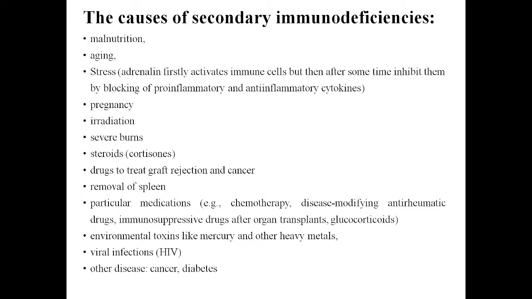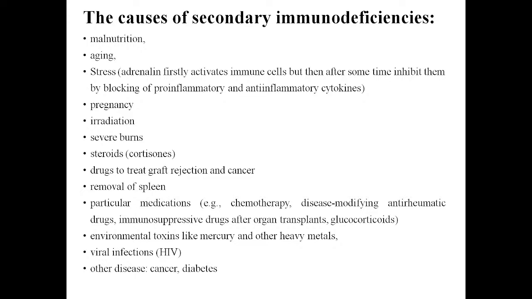Removal of the spleen also causes immune deficiency. Maybe you know that very often after a car accident a patient needs to have the spleen removed, because if there are multiple bleedings after a car accident, the spleen is destroyed. After severe biting, it must be removed. The spleen is a secondary immune organ, the main secondary immune organ. If it's removed, it causes secondary immune deficiency.